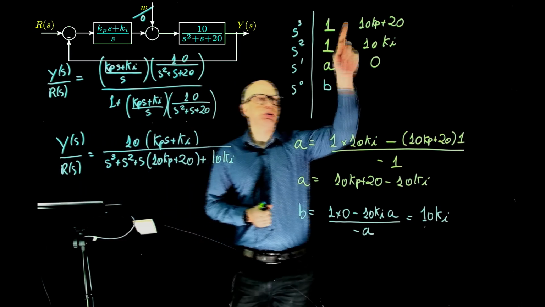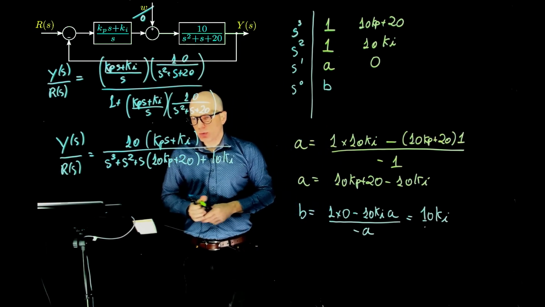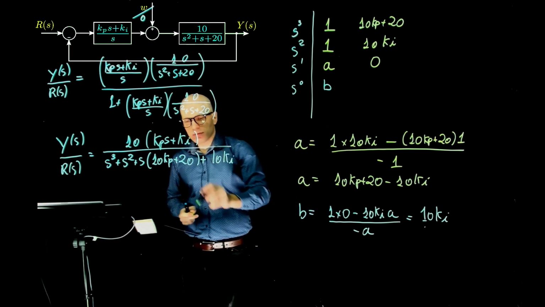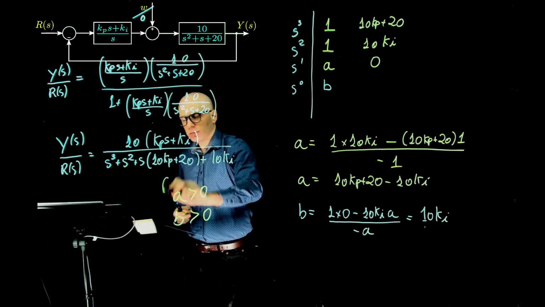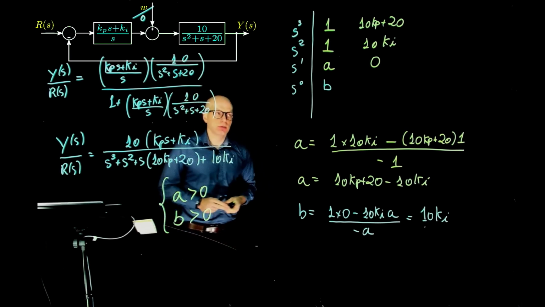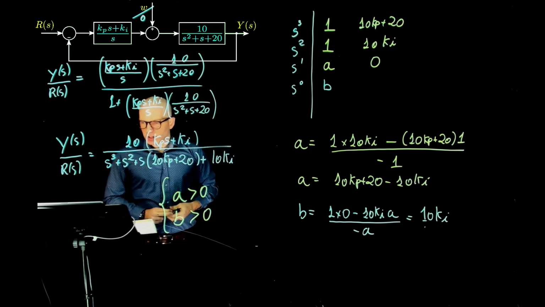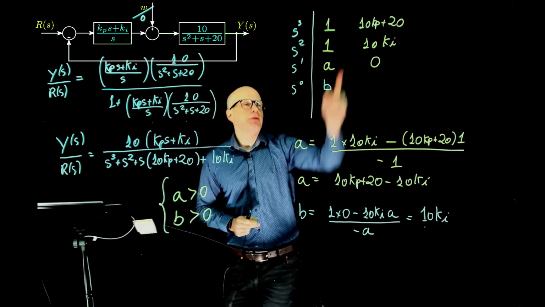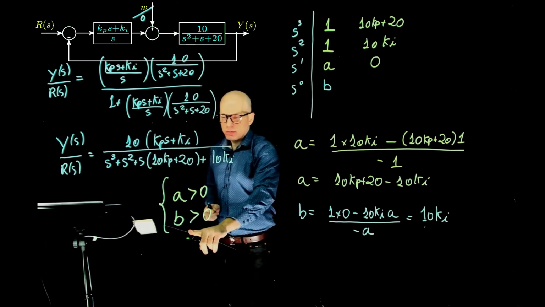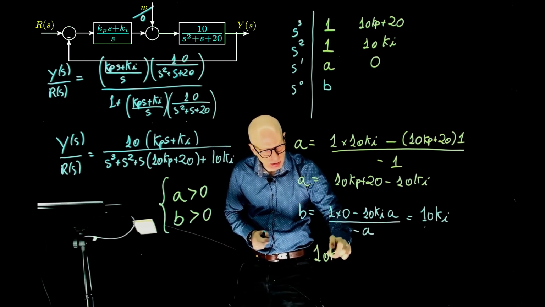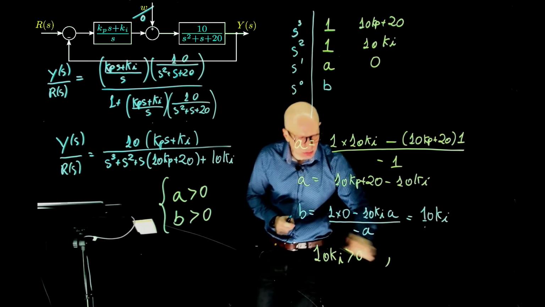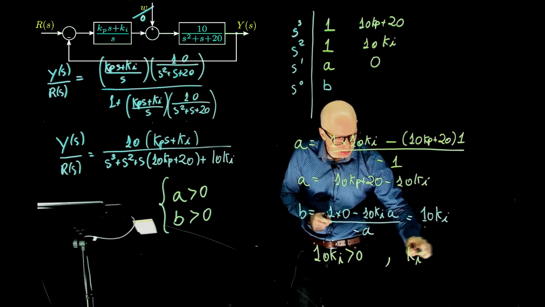No sign changes in the first column, which means that A must be greater than 0, B must be greater than 0. If these two conditions are respected, then the system is said to be closed loop stable. Right? So if you have positive, positive, everything is positive, no sign changes. When B is greater than 0, we can go here and say now that 10 times ki must be greater than 0. So the first condition is that ki must be greater than 0.